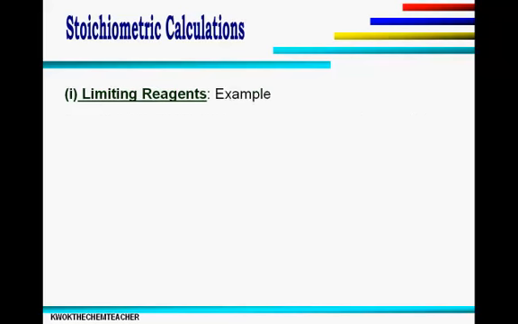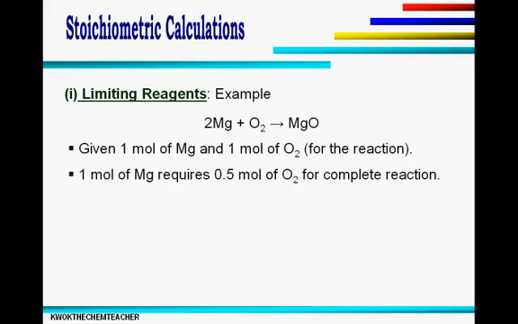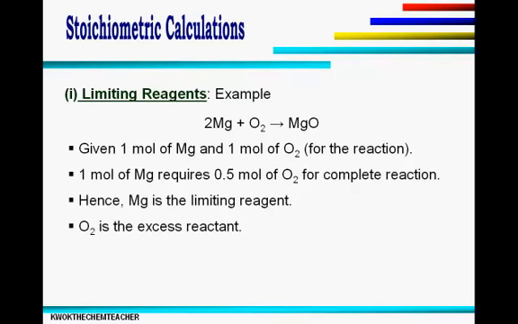First, I would like to share with you an example of how limiting reagents can be determined. For a reaction that shows 2 moles of magnesium reacting with 1 mole of oxygen to give 2 moles of magnesium oxide, given that you have been given 1 mole of magnesium and 1 mole of oxygen for this reaction, you would realize that you will only need half a mole of oxygen to react with 1 mole of magnesium. Hence, you can tell quite easily that magnesium is the limiting reagent, whereas oxygen is the excess reagent.